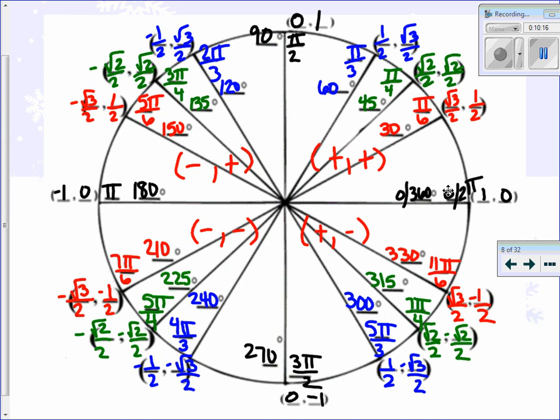If you have further questions, please ask me. Remember, you do have to have this memorized, so I suggest note cards, rewriting the circle multiple times to help you study it. If you have further questions, please see me in class.